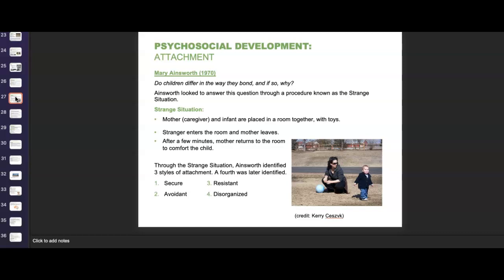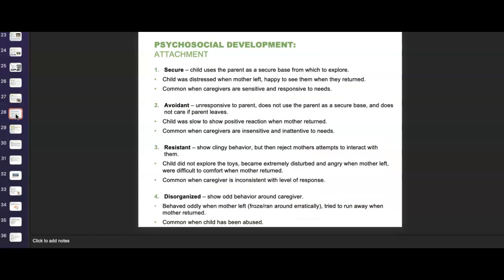Through the strange situation, Ainsworth identified 3 styles of attachment, and then a 4th was later identified. The first style was secure. The child uses the parent as a secure base from which to explore. So this is Ainsworth kind of expanding upon Bowlby's theory of the secure base. The child became distressed when the mother left, and was happy to see them when they returned. And this is common when caregivers are sensitive and responsive to their needs.